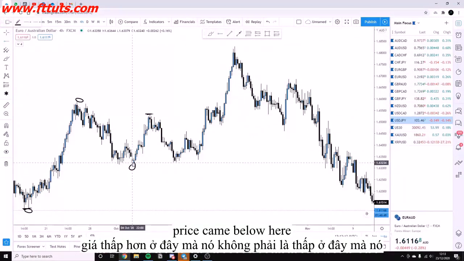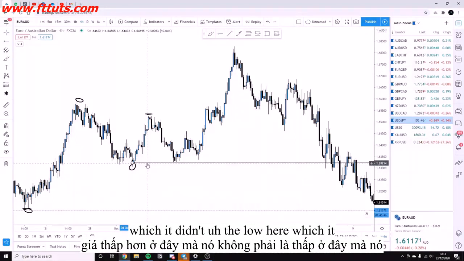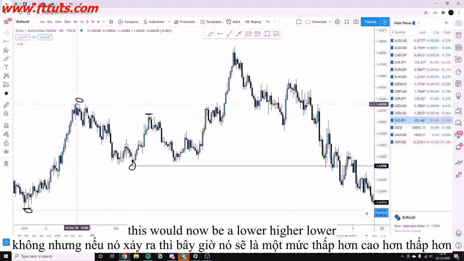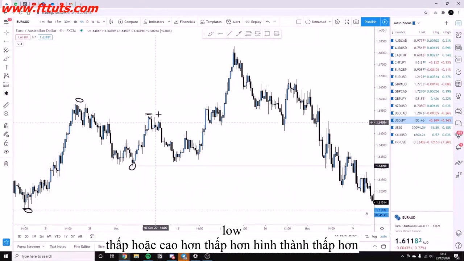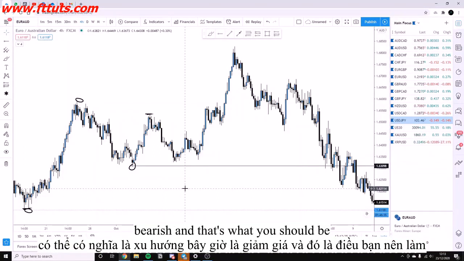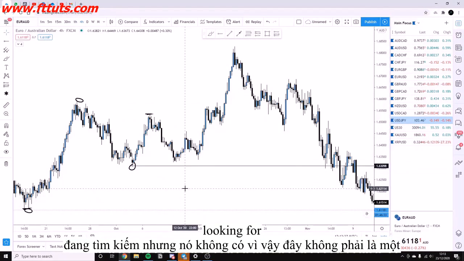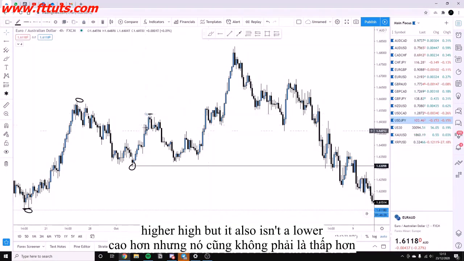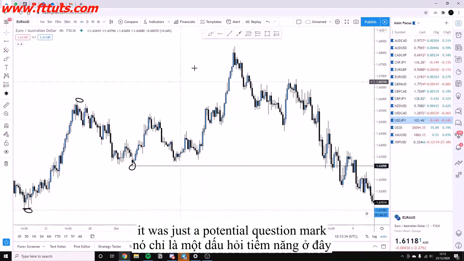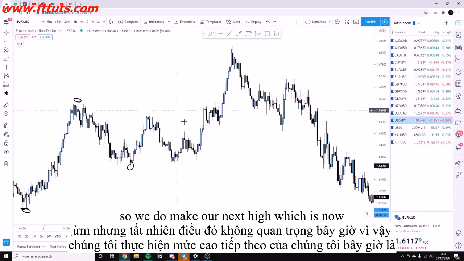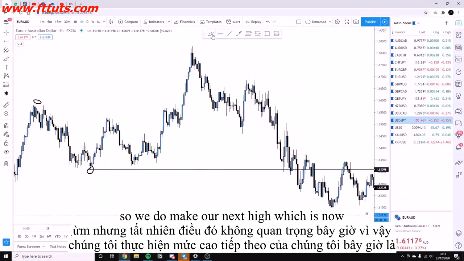So if price came below here, which it didn't, the low here, which it doesn't, but if it did, this would now be a lower high, lower low, lower high, lower low formation, which could potentially mean trend is now bearish, and that's what you should be looking for. But it doesn't. So this is not a higher high, but it also isn't a lower high. It was just a potential question mark here. But of course that doesn't matter now. So we do make our next high, which is now here.